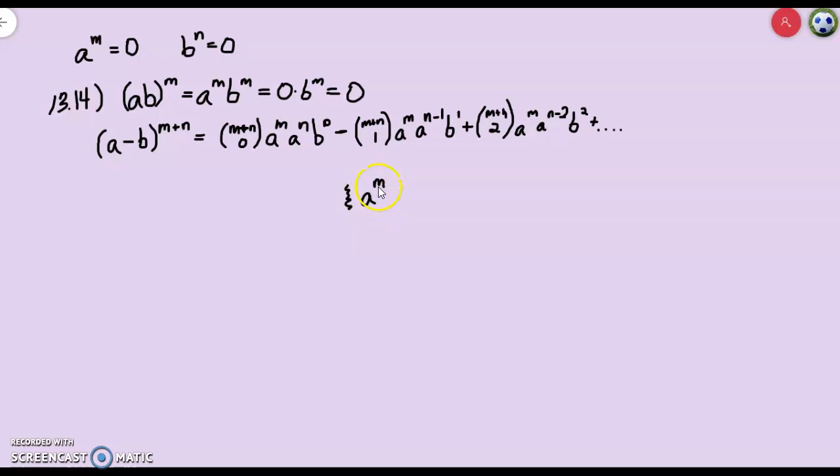At this point, we would have a to the m, b to the n, and then we'd have plus this, maybe a minus again. It doesn't really matter, some coefficient here. A to the m minus 1, we have b to the 1, and so on, all the way down to the last term, which would be some coefficient. I'm really being lazy, because this would be m plus n choose m plus n.